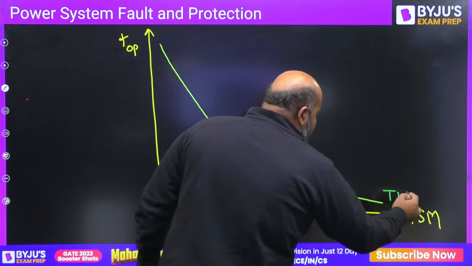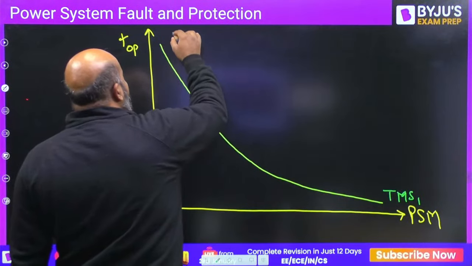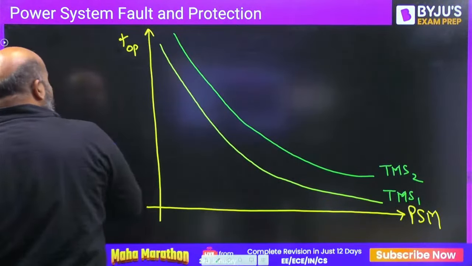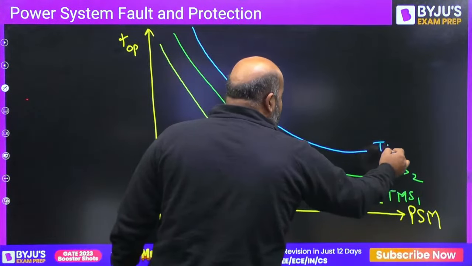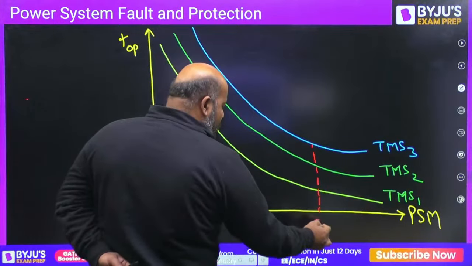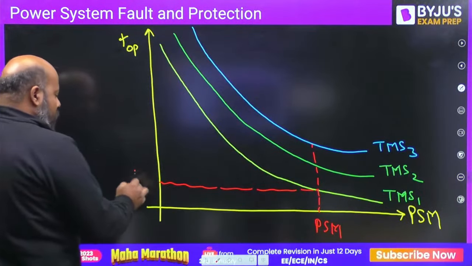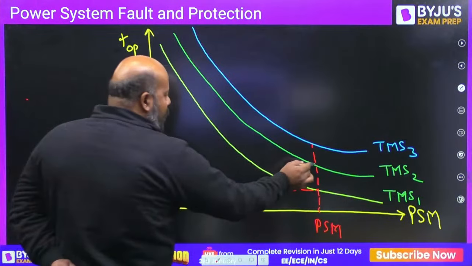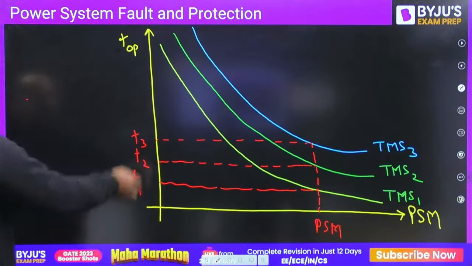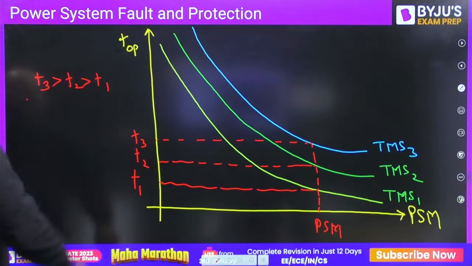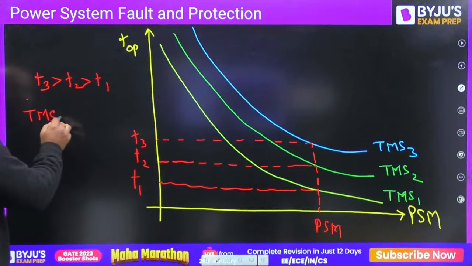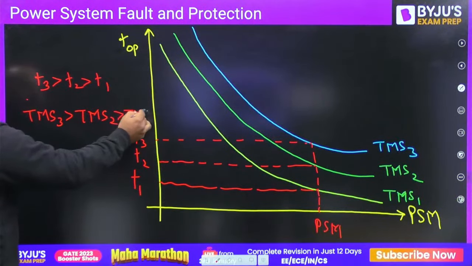Now, this is, suppose, TMS 1 for a particular time multiplier setting. For another time multiplier setting, suppose we have this TMS 2. Similarly, for another time multiplier setting, suppose we have TMS 3. Now, for a given severity of fault, TMS 1 is giving you T1, time of operation. TMS 2 is giving you T2. TMS 3 is giving you T3. From the time axis, very easily you can understand that T3 is greater than T2 is greater than T1. And you know that the time of operation of the relay is directly proportional to the TMS. So, can I say TMS 3 is going to be greater than TMS 2 is greater than TMS 1? Yes or no?